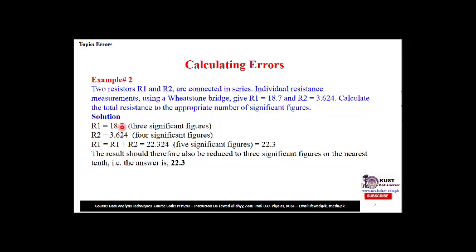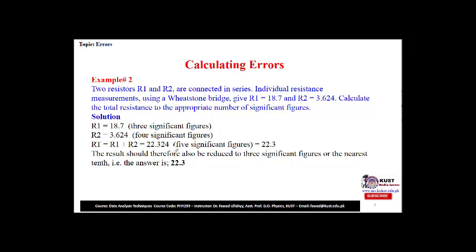R1, which is given, has 3 significant figures. R2 has 4 significant figures. And as we have to find the total or equivalent resistance of this whole circuit in which we have two resistances, for a series combination of resistors we simply add these two resistances, and we get 22.324 ohms.